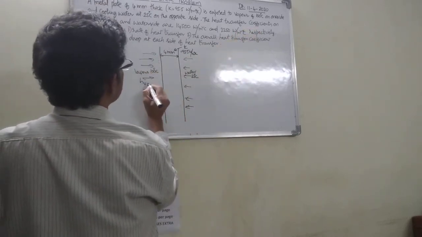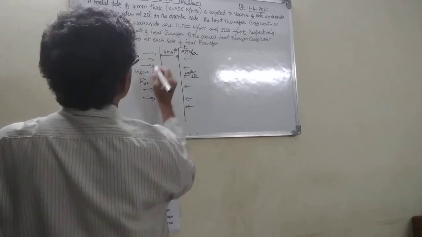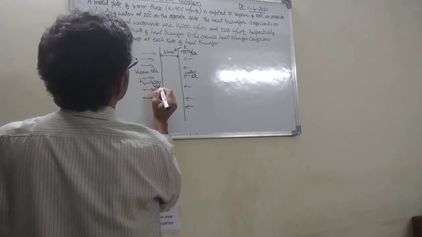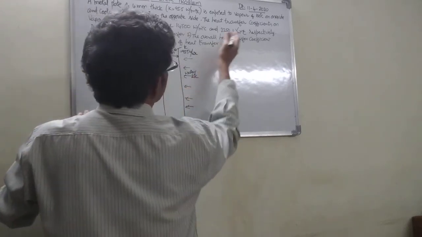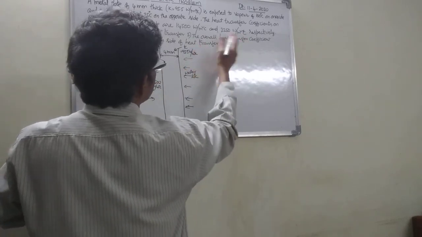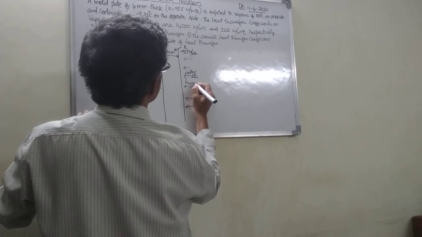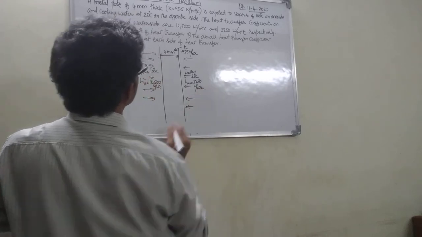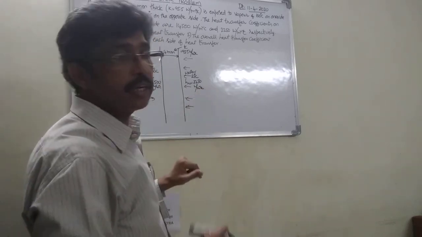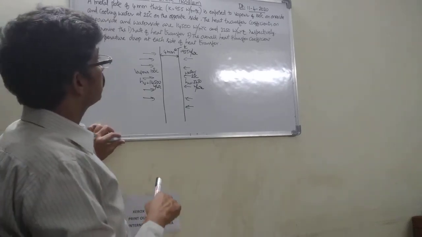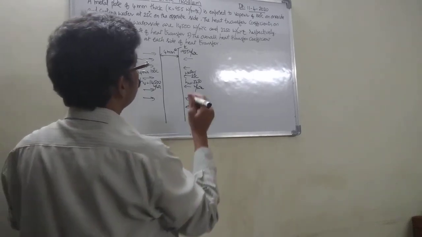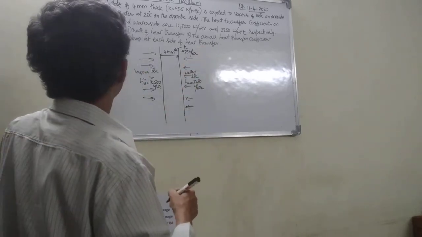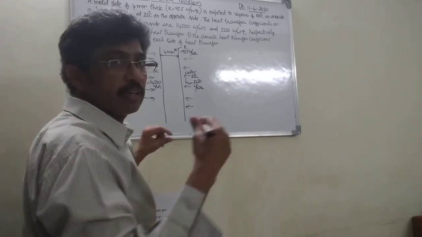H of vapor is given as 14,500 watts per meter square degree centigrade, and the heat transfer coefficient on the water side, H of water, is given as 2250 watts per meter square centigrade. What we need to find out is the rate of heat transfer, that is Q, the overall heat transfer coefficient, that is U, and the temperature drop at each side of the heat transfer.